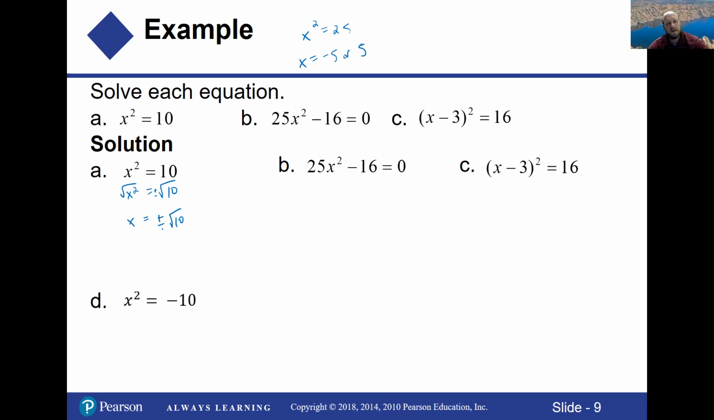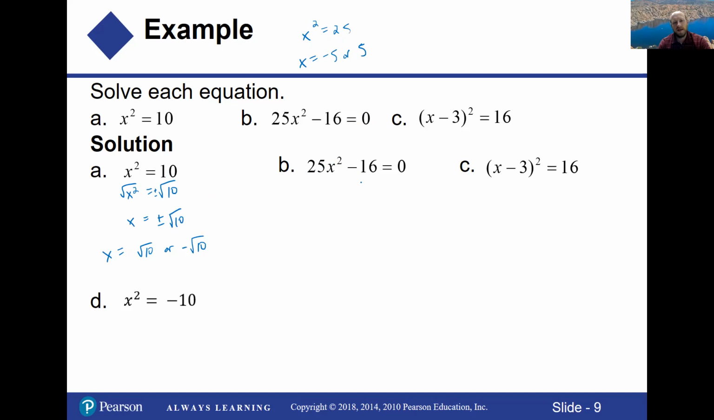X is equal to positive square root of 10 or negative square root of 10. You could write that out as square root of 10 or negative square root of 10 if you want, okay? That's what the plus minus means. One's positive, one's negative.